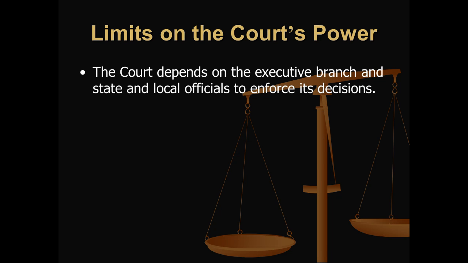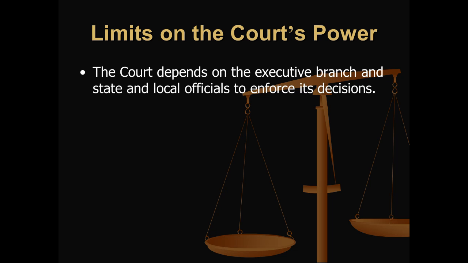All right, the court depends on the executive branch and state and local officials to enforce the decision. There's a very famous saying, and it's actually false. There's some evidence that it never really happened, but John Marshall was Chief Justice during the first Andrew Jackson administration. At one point, he made a major court decision that Andrew Jackson did not like. He was very much against it. Andrew Jackson is reported to have said, well, the Chief Justice has his decision. Now let's see him enforce it.